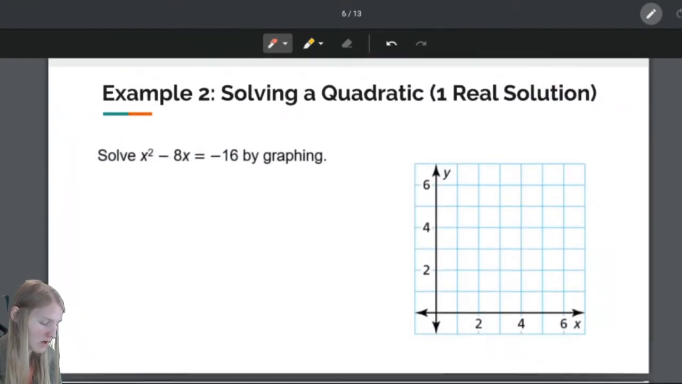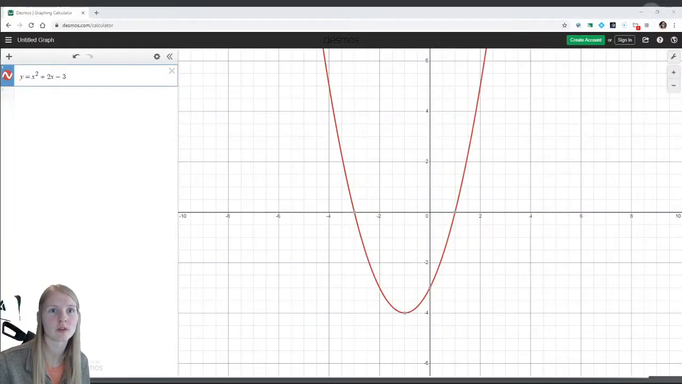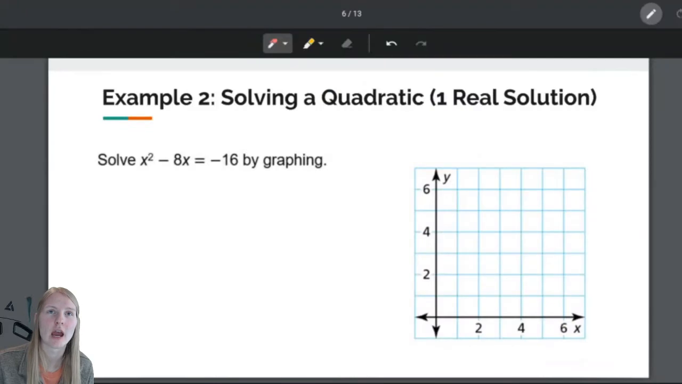Example 2. Solving a quadratic, 1 real solution. So, you can already get an idea of what this graph is going to look like by thinking about what the graph of our last one looked like. This is what the graph of this one looked like, and it had 2 real solutions because it crosses the x-axis twice. So, if it has 1 real solution, what might the graph look like? Pause the video and think about it if you want to. Okay, and then unpause it to start example 2 with me.